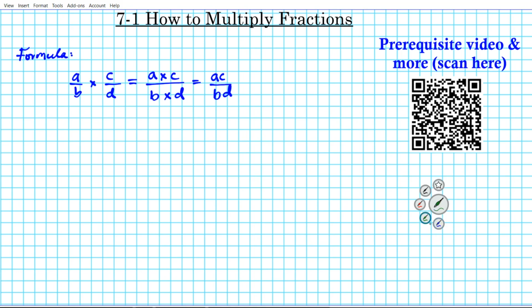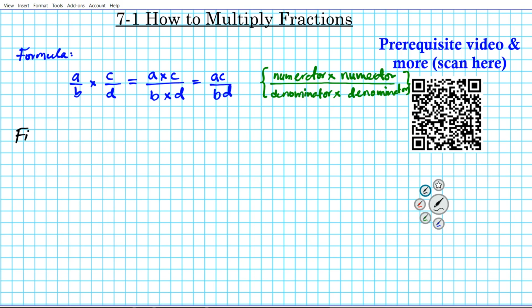What this formula is telling you to do in essence is multiply numerator by numerator, so numerator times numerator, divided by what? Denominator times denominator. Just multiply across. Okay? So that's basically what this formula is having us do here. Alright, so let's go ahead and apply this formula to some problems.